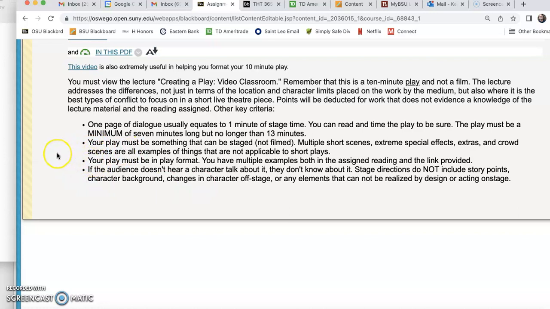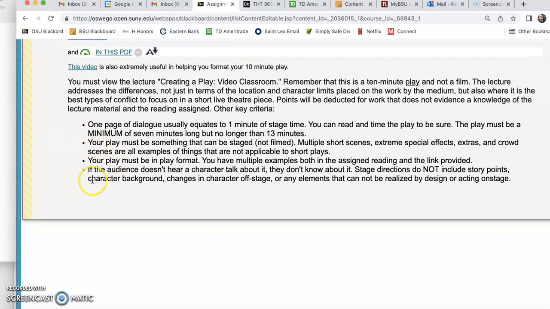Your play needs to be something that can be staged, not filmed. Multiple short scenes, extreme special effects, extras, many characters. All these things are not things that work well on stage in short plays, because every time you change locations, you would need to talk about or show this new location. So those kinds of scene changes in a 10-minute play end up meaning that the play is more scene changes than it is play.